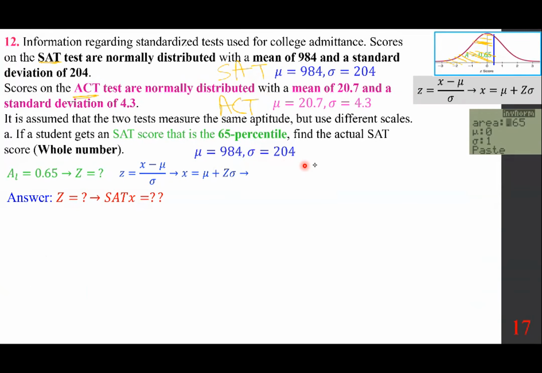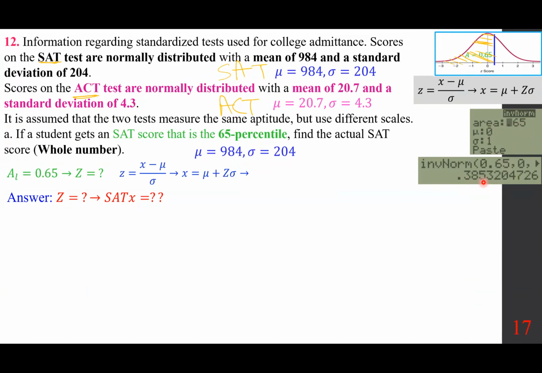So with that being the case, we can use technology. Area is 0.65, mu is 0, sigma is 1, and we come up with the z score of 0.3853, and so on. We use maybe 4 decimals, and we plug in here. What do we plug in? Mu is 984, sigma is 204, and now we have the z. And that gives us that number. And they said whole number, so we have to round this to a whole number: 1063.